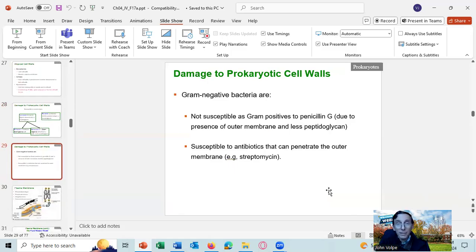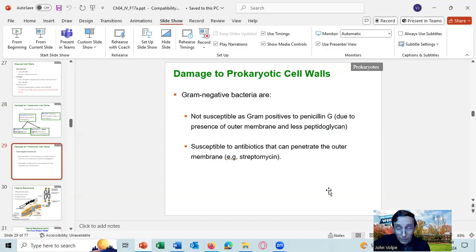So gram-negative bacteria are not as susceptible as gram-positives to penicillin G, because penicillin G cannot get through the outer membrane of the gram-negative cell. But that doesn't mean that gram-negative cells are resistant to treatment. You just need to find an antibiotic that can affect a gram-negative cell. One is streptomycin, and the reason why this can kill a gram-negative cell is streptomycin is a lipid-soluble antibiotic, so it can get right through the outer membrane of the cell wall.